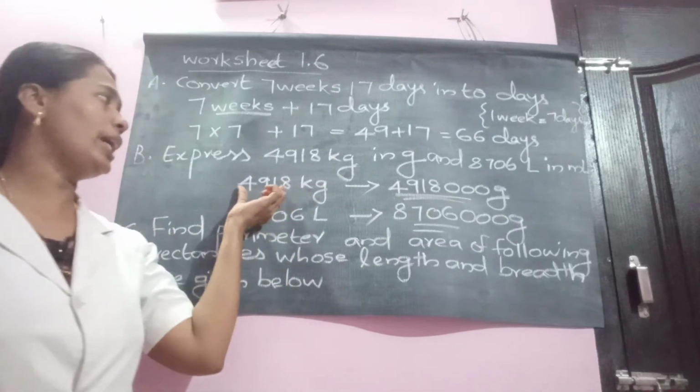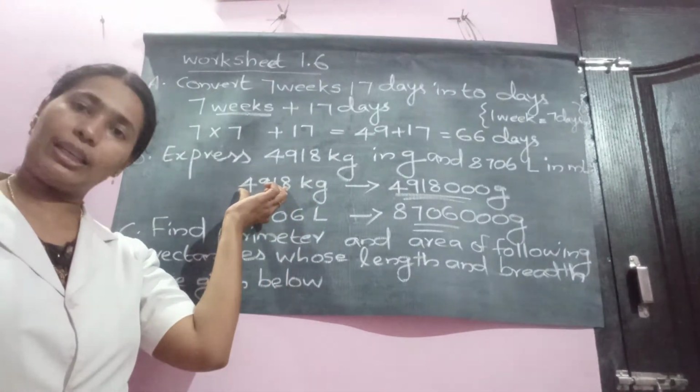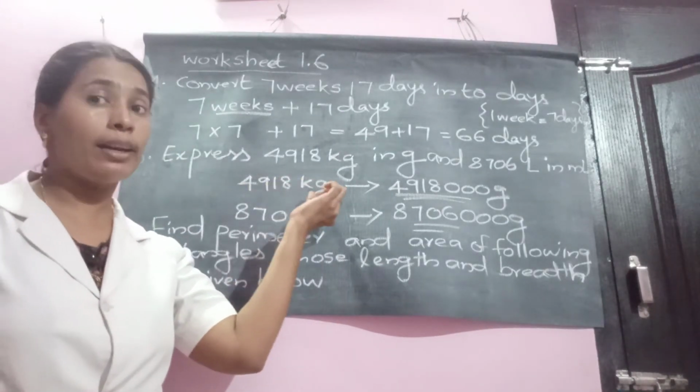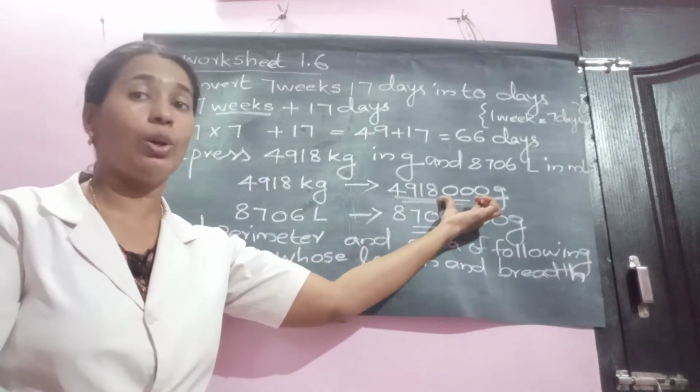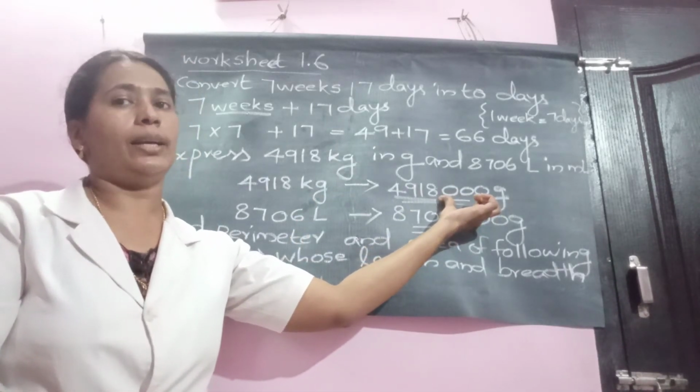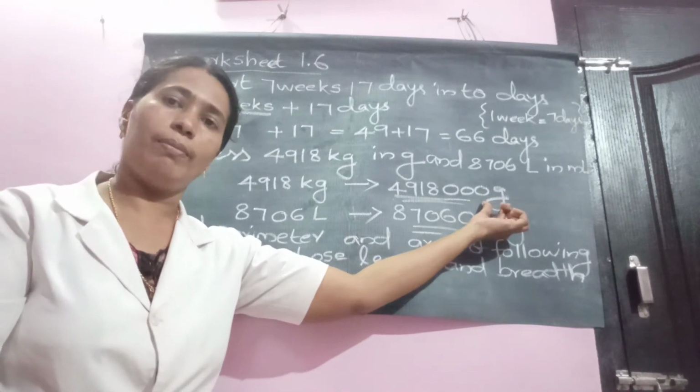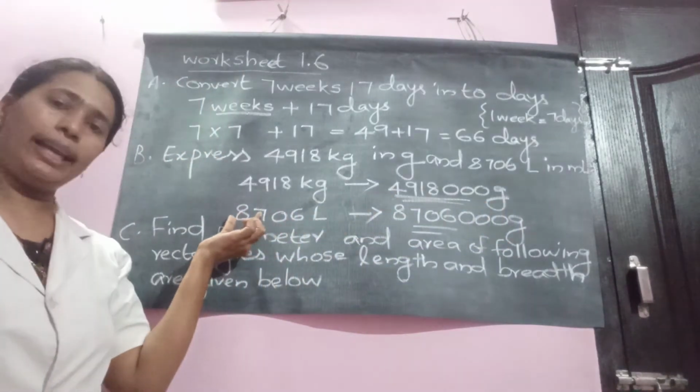So the given number is 4918. How many zeros are in 1000? 3 zeros. So keep those 3 zeros on the right side. That much gram.